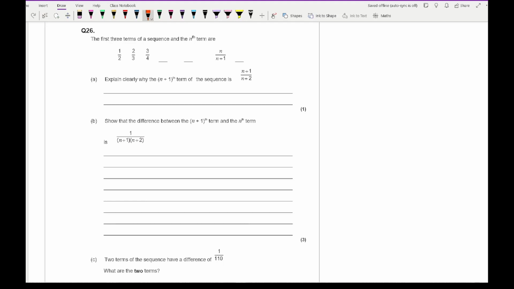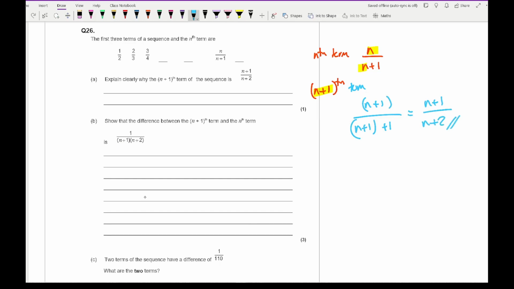So if the nth term is n over n plus 1, then the n plus 1th term is where we substitute n with n plus 1. So rather than using n, I swap that with n plus 1. What that then becomes is n plus 1 over n plus 1 plus 1. And if I neaten the denominator, I get n plus 2, which is what they wanted me to show.